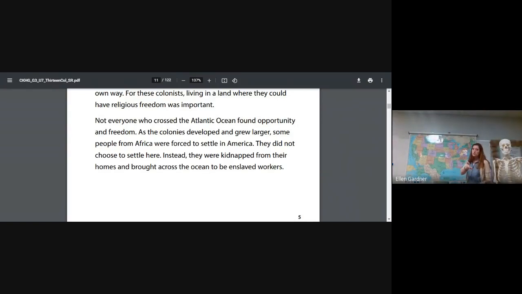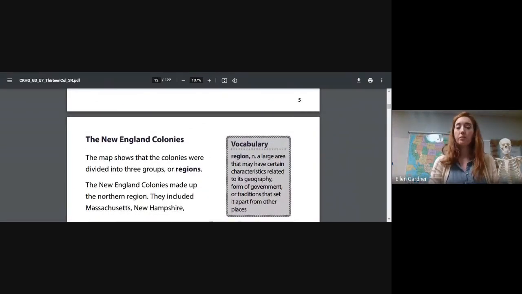Just like we heard about with some people being banished for breaking the law, there were also people who were kidnapped. They hadn't done anything wrong, but they were kidnapped and brought across to be slaves because people were so desperate for workers, but selfishly didn't want to continue paying for them. And that was very common at the time, sadly.